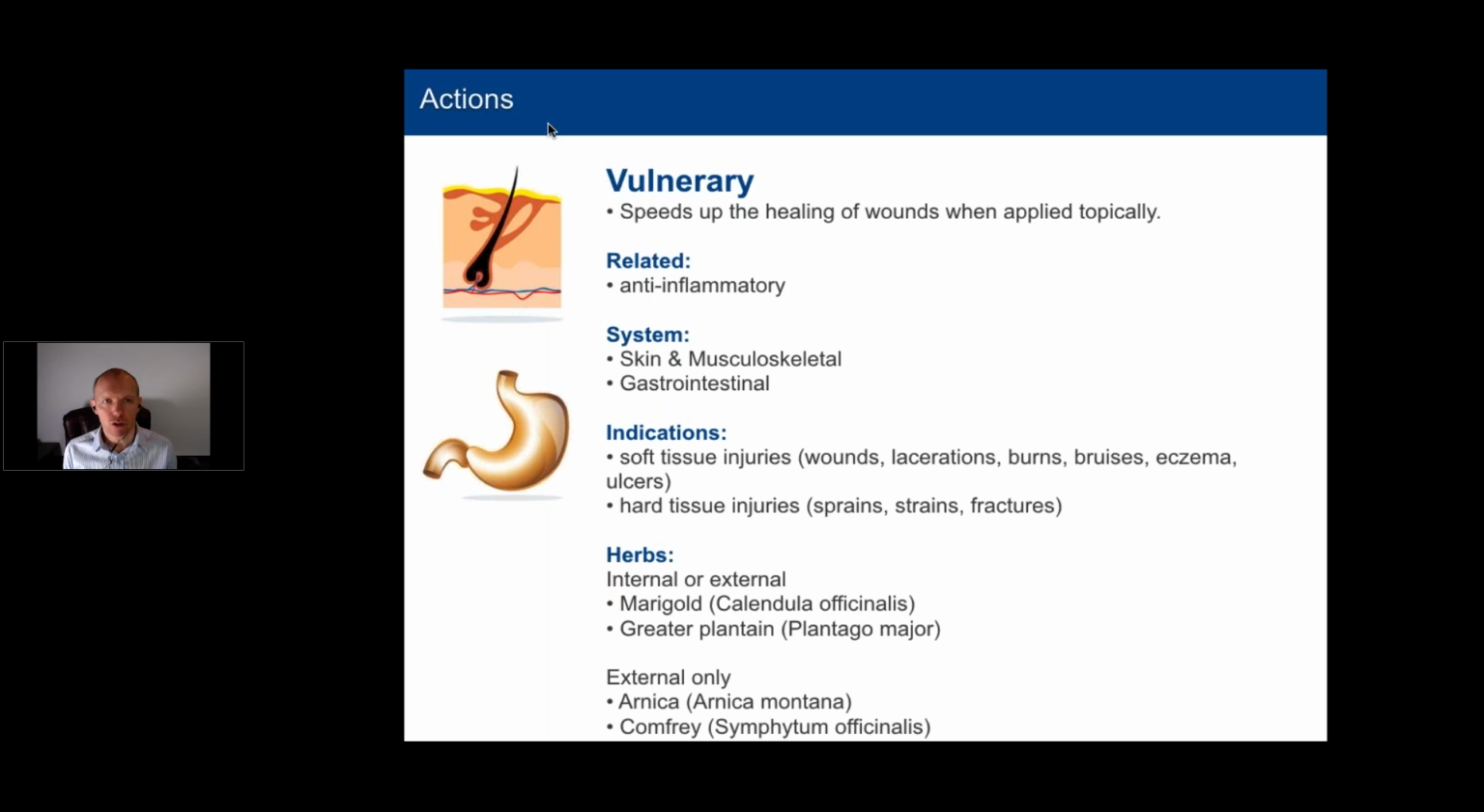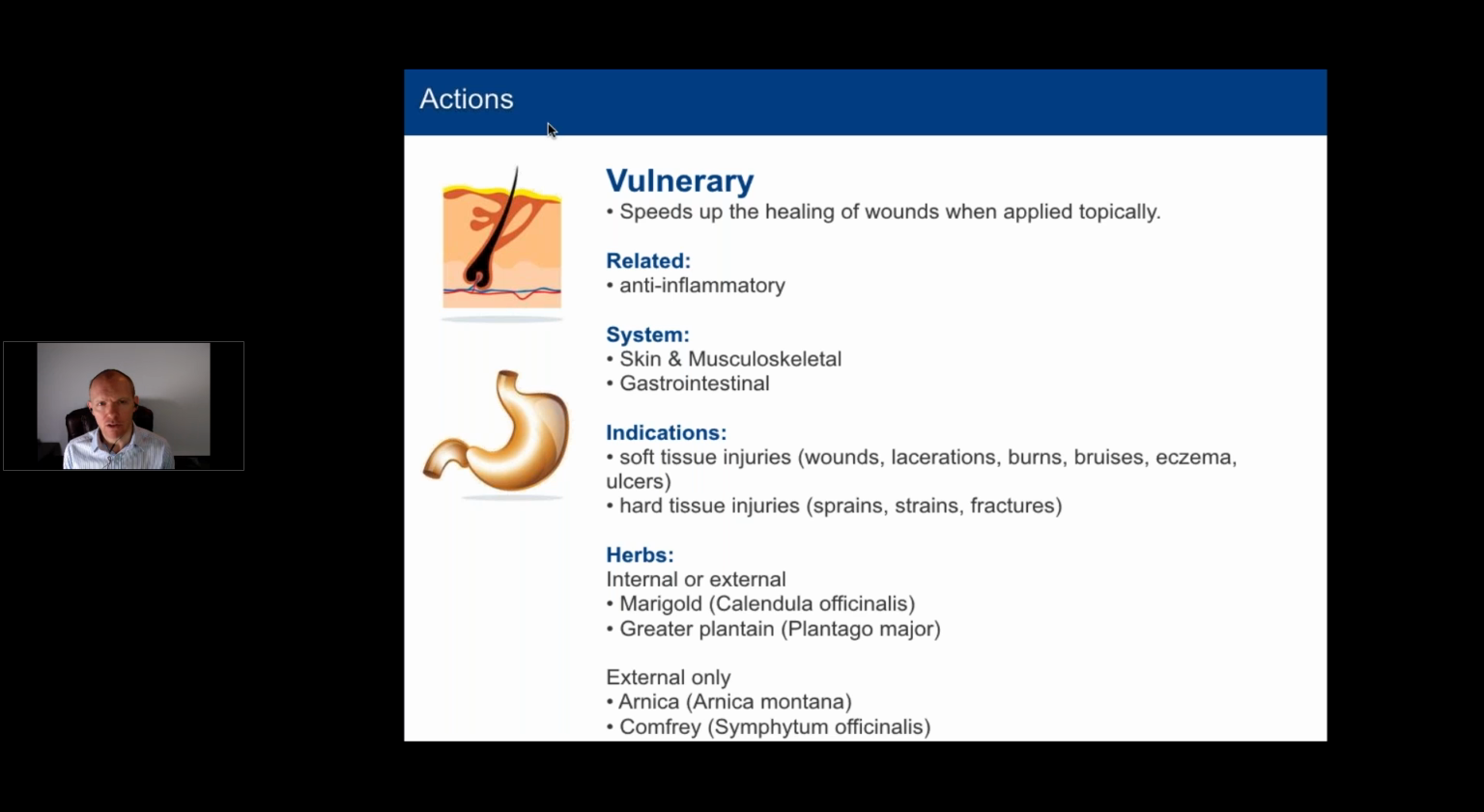Now the next medicinal action is vulneraries. What vulnerary herbs do is they can be used both internally and externally. They don't get into your blood as much, but typically internally for stomach ulcers and colitis and things like that, or topically for bruises or wounds that are having trouble healing, or ulcers or cuts. And they speed up or hasten the healing of these wounds.